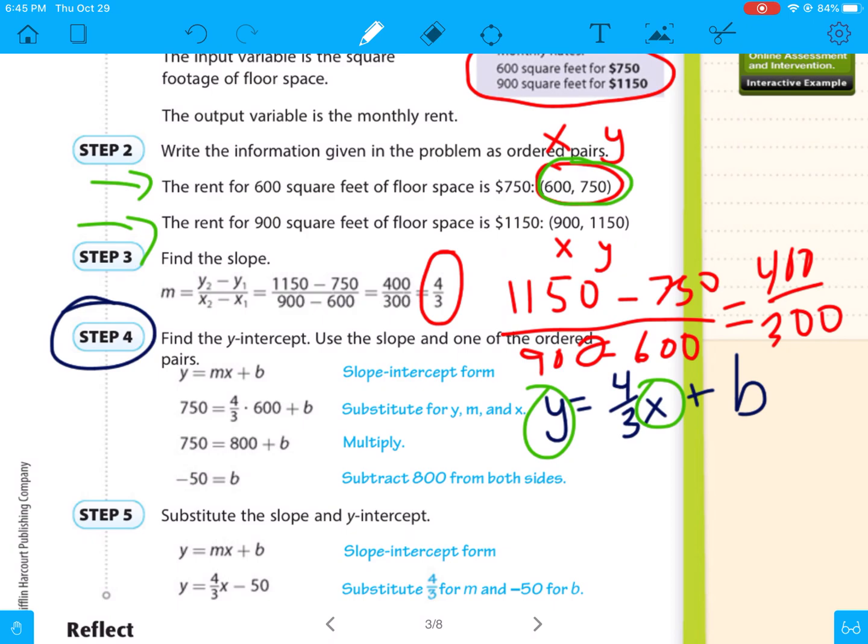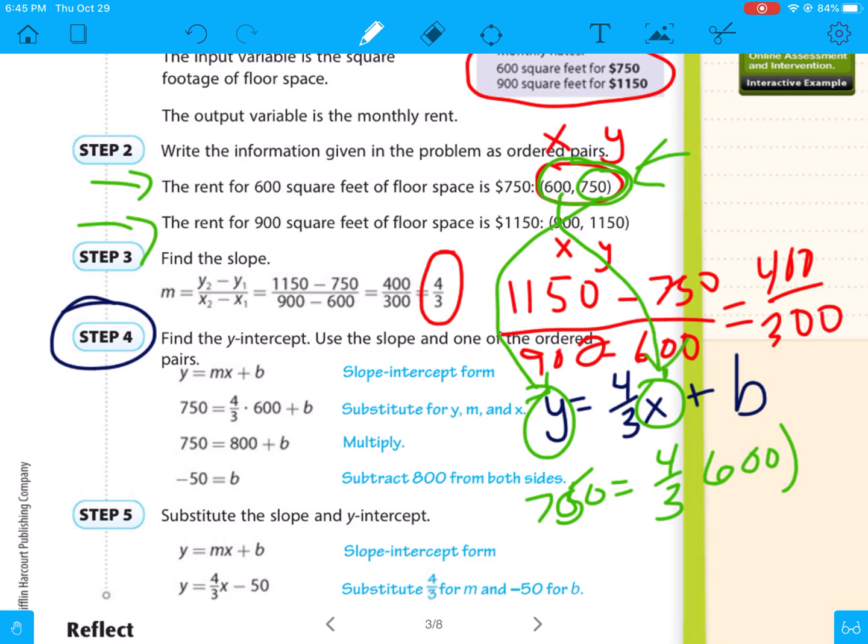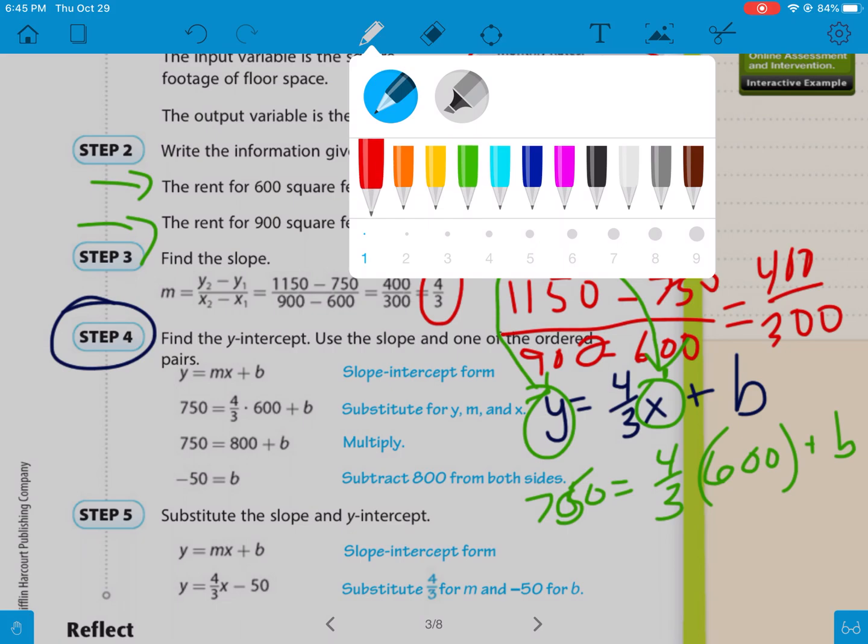So what we're going to do is use the first one, the one that I circled in green. So do you see our x is 600? We're going to substitute that for this x right here. And then the 750 is going to go in for the y. So it's going to be 750 equals 4/3. Now our x was 600. We have to substitute it. So this is going to be times 600 plus b. So if you look, the only letter that we have to solve for is b. So it's going to be a lot easier just to isolate the variable and solve for b.